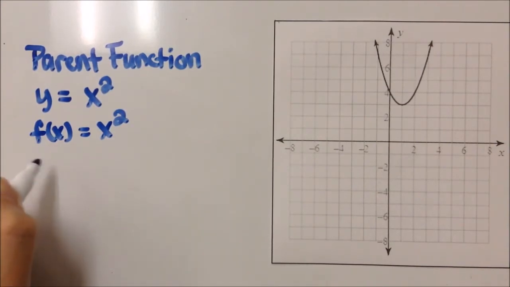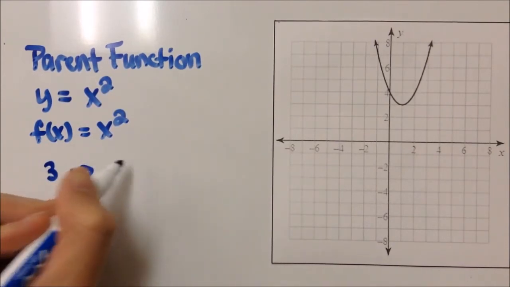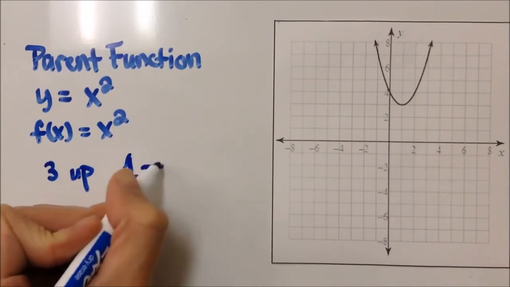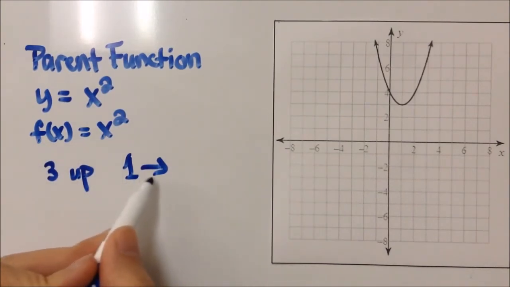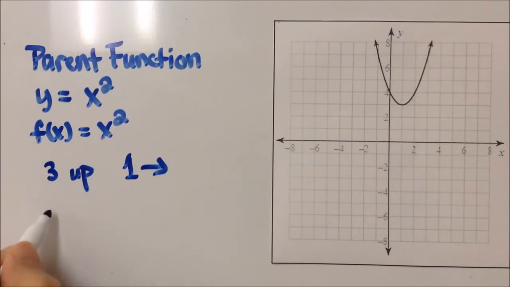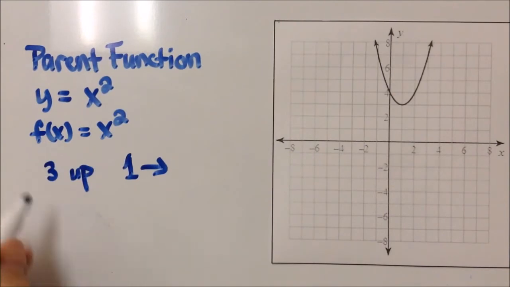So I'm going to write the transformation. Doesn't matter what order. So 3 units up and 1 to the right. So since it's 3 up and 1 to the right, now we're going to write our equation. For quadratic, since we have 1 that's moving to the right, I'm going to use f of x, well actually I can't, because f of x is already the parent function. So say I use g of x.